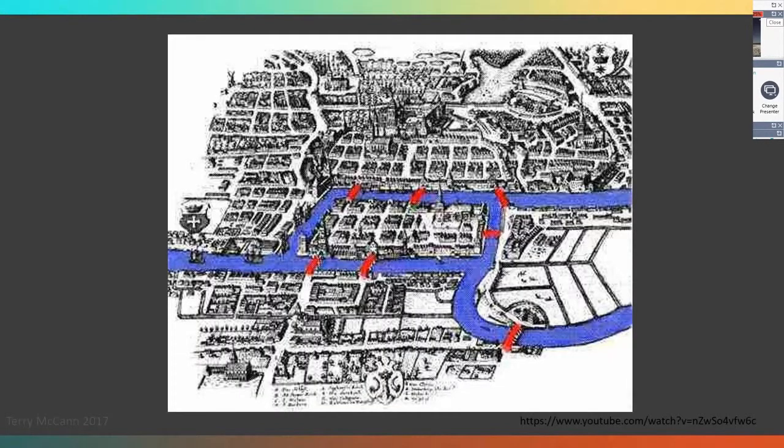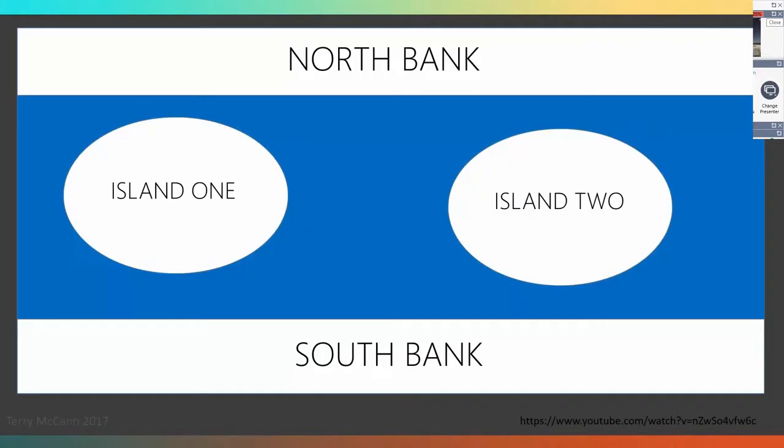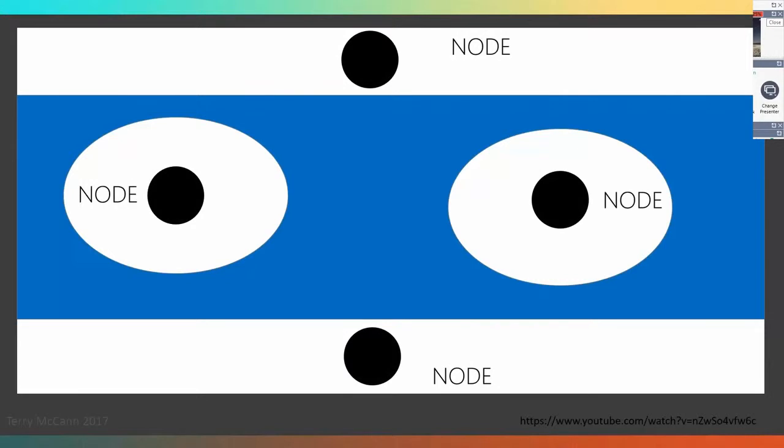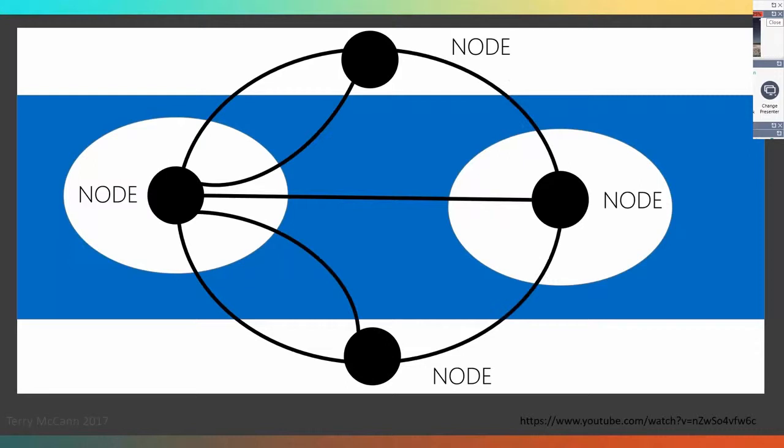Looking at our image here, we have our north bank, our south bank, and two islands. If we simplify that down into an image like this, what Euler looked to do was to take those four land masses and classify them as what he called a node. So each one of those land masses has become a node. And then connecting each one of those nodes, we had bridges. And Euler represented those bridges as what he deemed edges. These two key terminologies are really important and will carry on throughout this presentation: node and edge.